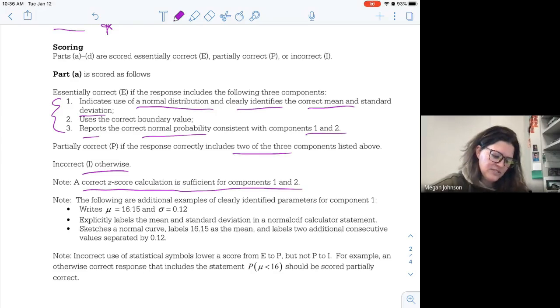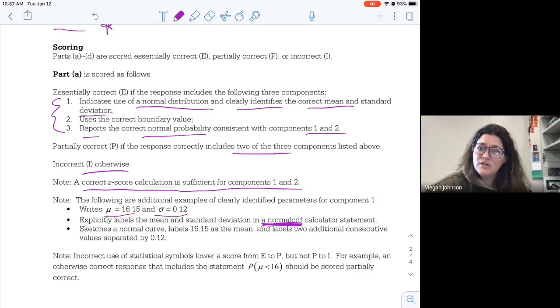And then they have other notes. It says, the following are additional examples of clearly identifying parameters for component 1. Writes mu, sigma, lowercase sigma. You could use those notations. Explicitly labels the mean and standard deviation in normal CDF.